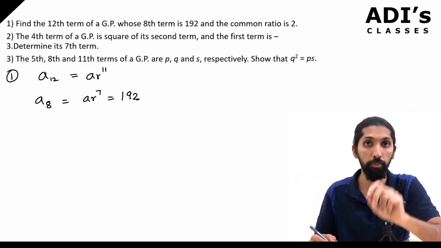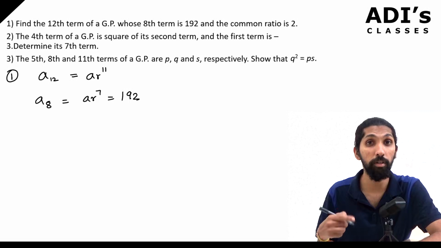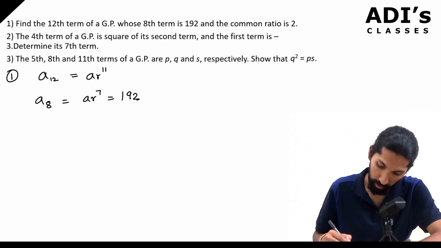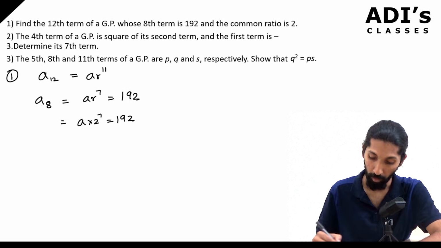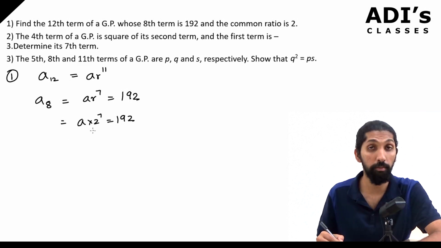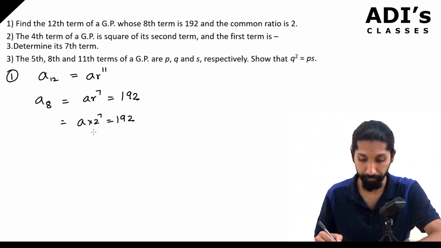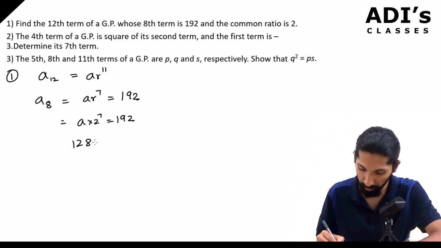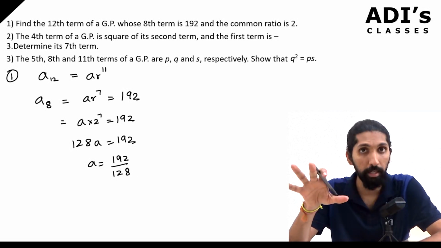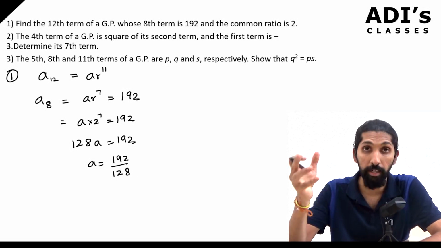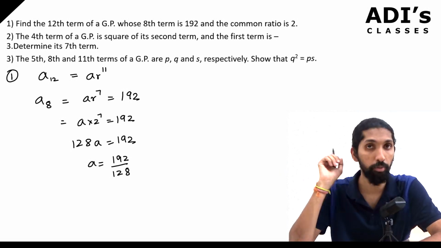R value is 2. So, substitute, because we want the value of A, right? Next, A into 2 power 7 is equal to 192. See, 2 power 7 is how much? 128. So 128A is equal to 192. A is equal to 192 divided by 128. For now, let's keep it as it is. Of course, we can simplify it, but I would suggest you not doing it.